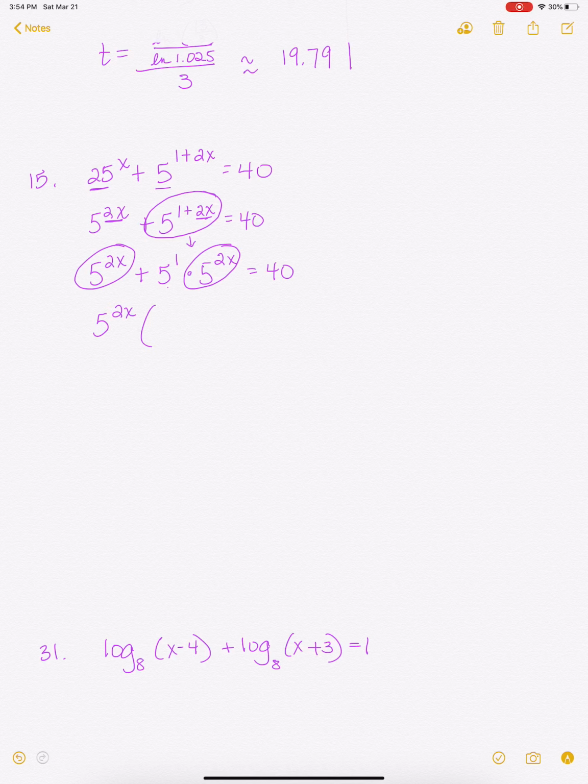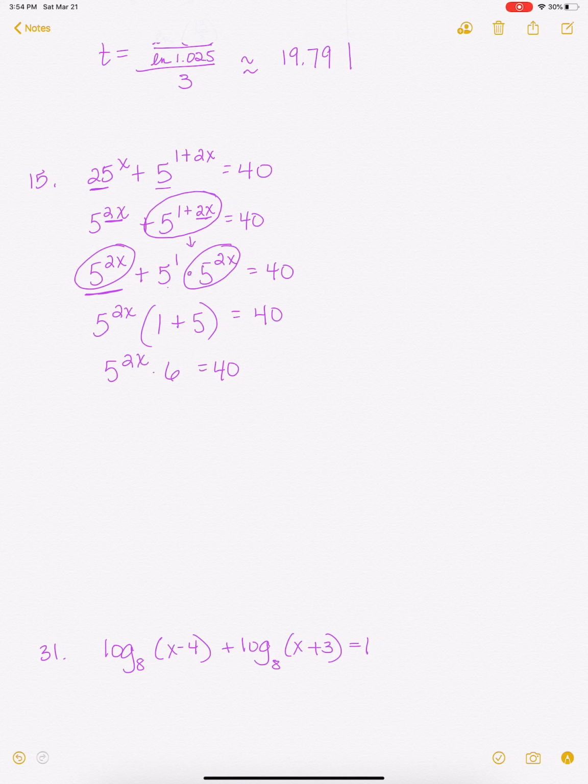And that's going to leave me with, when I factor it out of this first term, I'm left with 1. Then I'm going to factor out of this term, and I'm going to be left with 5 to the first power, or just 5. And that's going to equal 40. All right, at this point, I've got 5 raised to the 2x times 6 equals 40.